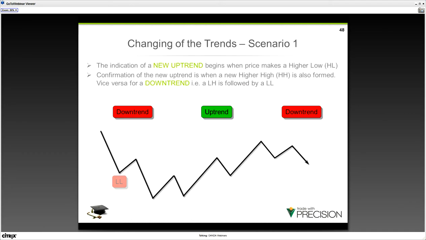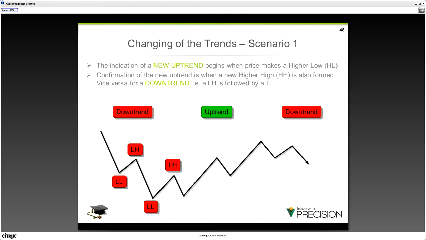Okay, so let's talk a bit about changing trends. Trend changes can be simple or they can be complex. Trend changes at their simplest are really just a product of a higher high and a higher low, or a lower high and a lower low. Unfortunately, it's just not always that simple in real time, as there can be multiple trend changes in a single trend.